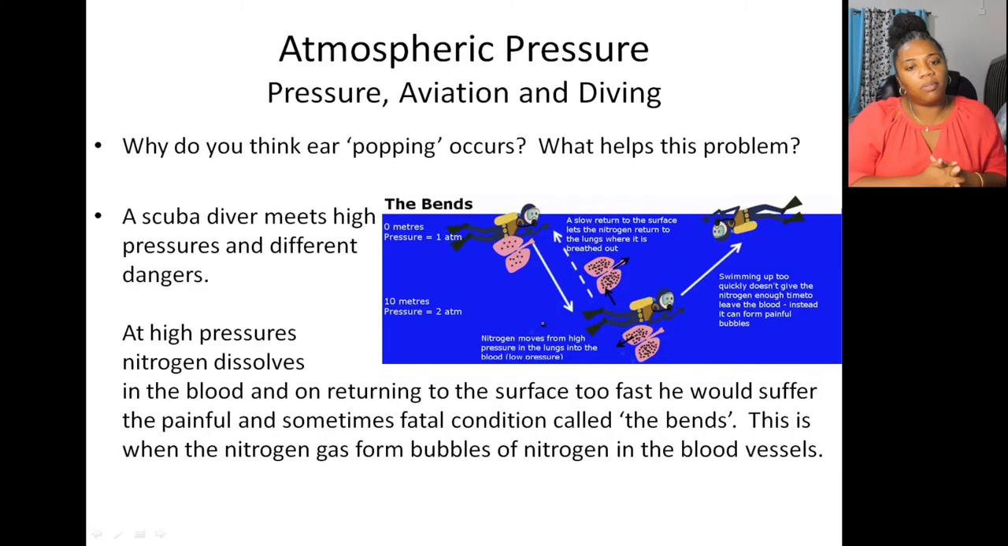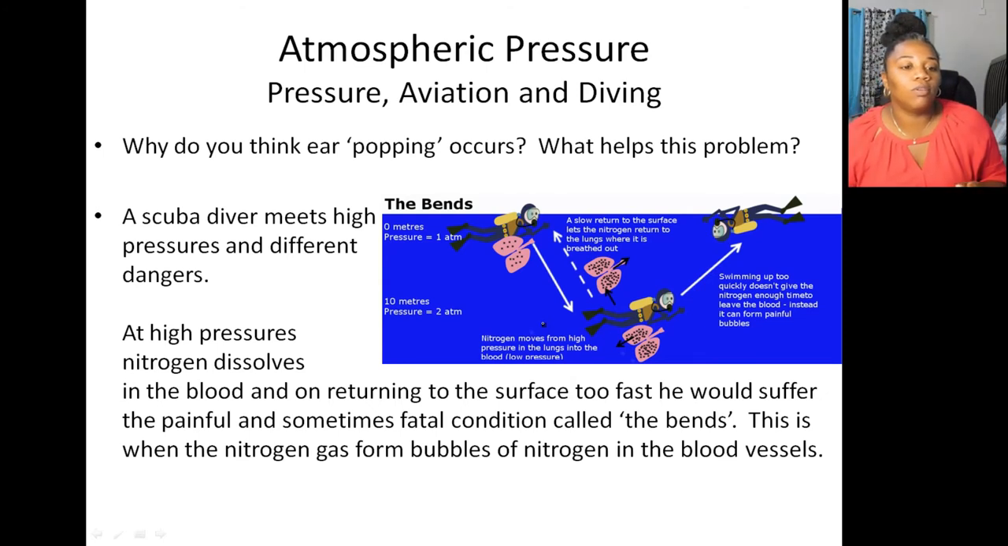Why do you think ear popping occurs? What helps this problem? And again, that's the difference in air pressure inside the ear. And to help that problem, some people would tell you to chew, some people would tell you to yawn. So it could allow the ear to equalize through the Eustachian tube inside of your ear, right?